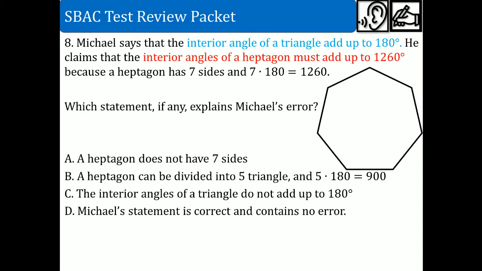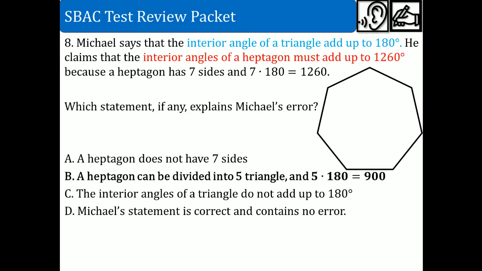Heptagon. Alright? So, the first one, A, you see I bolted. A heptagon does not have 7 sides. This is wrong because this comes from the definition of a heptagon. Okay? You have to remember your polygons for the state testing. Heptagon is 7 sides. So this is true. This is not Michael's error because that is true.